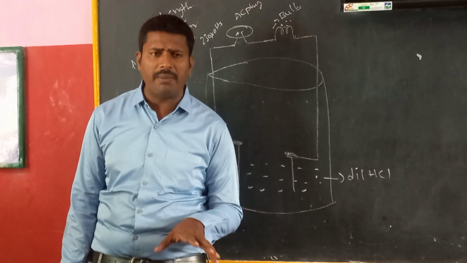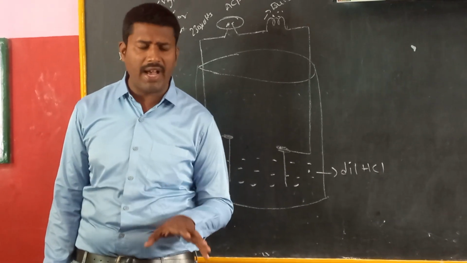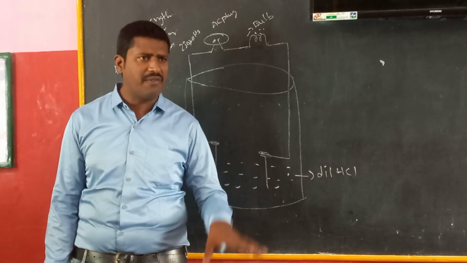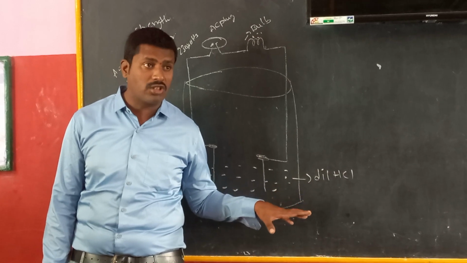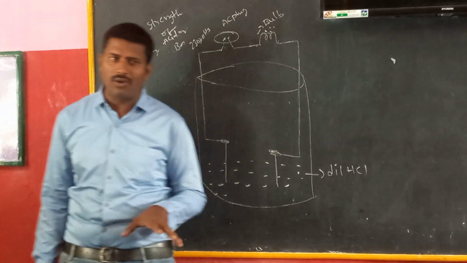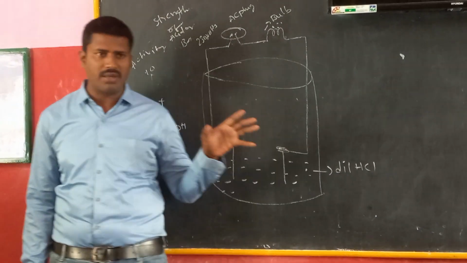When we have more hydronium ions, then we can say it is a strong acid. When we have fewer hydronium ions, then we can say that it is a weak acid. So when the bulb glows more brightly, we can say that it is a strong acid. When the bulb glows less brightly, we can say that it is a weak acid. This is a simple experiment.